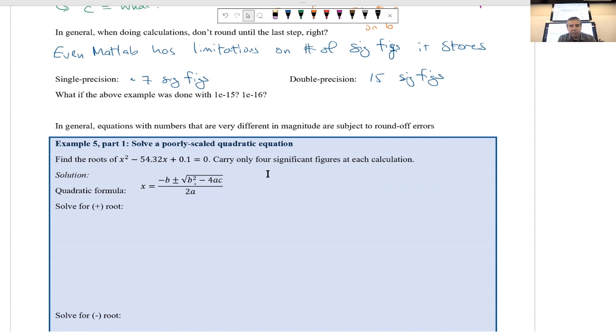Whenever you're doing the quadratic formula like this, you want to look at this second term here, which contains the discriminant, right? The discriminant being b squared minus 4ac. So what does this term here look like? You have the square root of negative 54.32 squared minus 4ac.